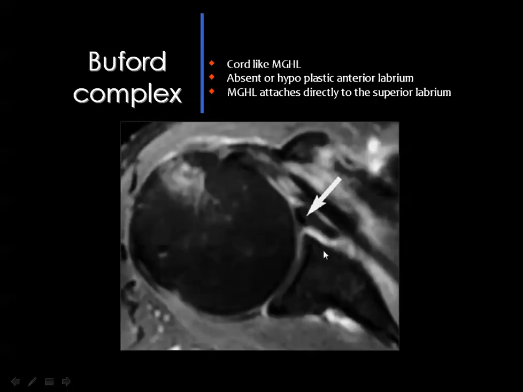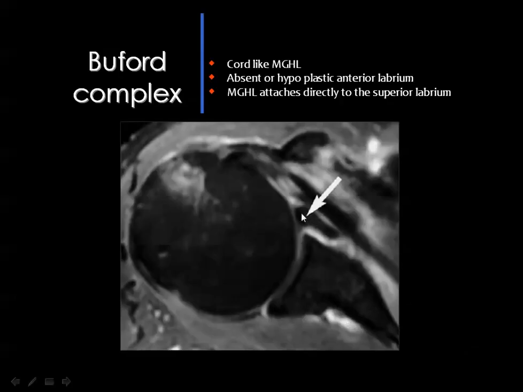Bifid complex means that the middle glenohumeral ligament is cord-like and very thick. You see, this is the subscapularis tendon, and this is the middle glenohumeral ligament, and here is the anterior labrum. In this example, the middle glenohumeral ligament is very thick, and this is known as Buford complex. Many consider this a normal variant, and others may refer to this finding as the only explanation for shoulder pain if the MR images did not show any other abnormality.